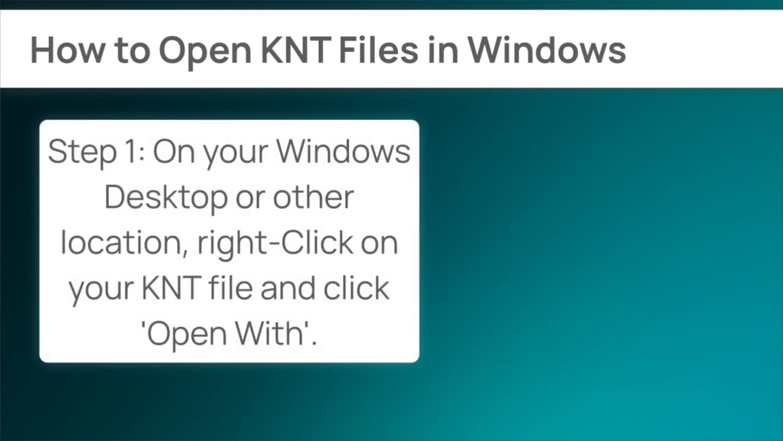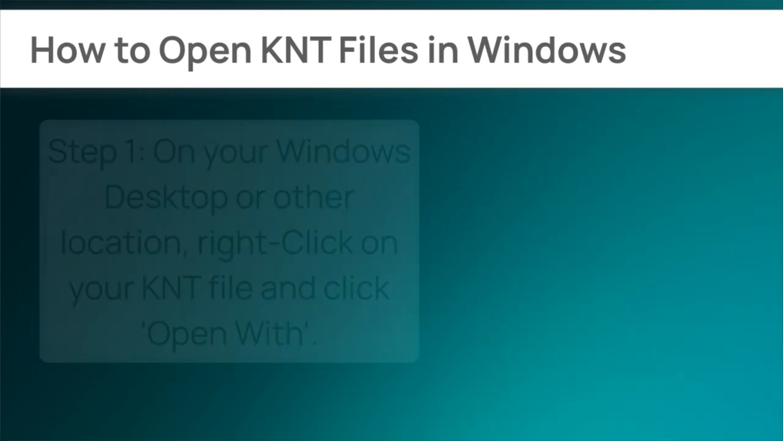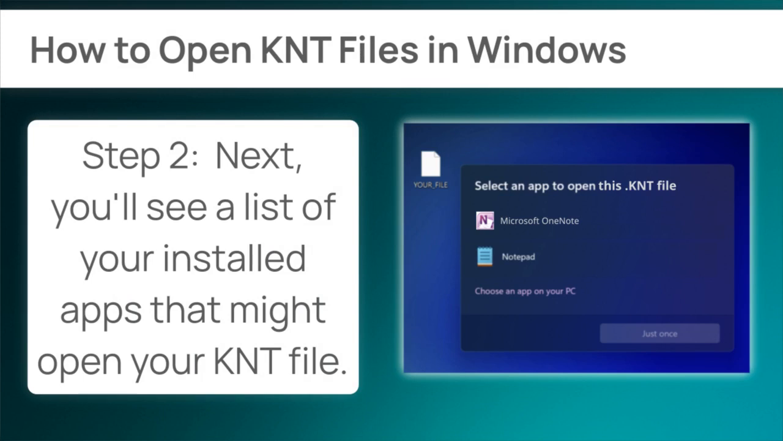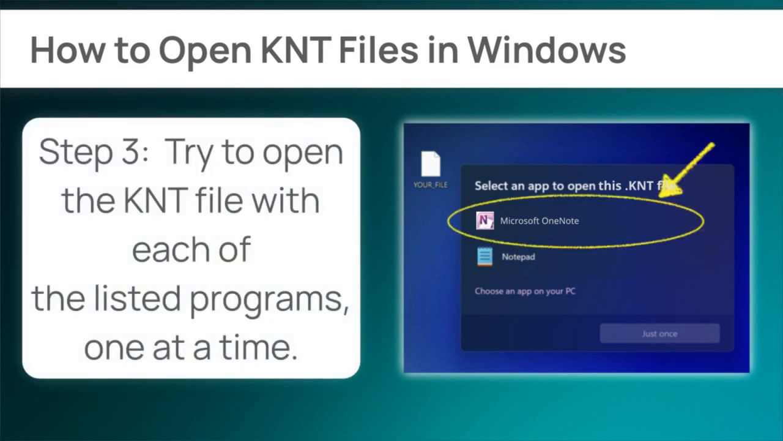To bypass the default application error, right-click the KNT file and choose Open With. Prioritize Microsoft OneNote if available. If absent, choose another application. We are searching for a viable decoder.